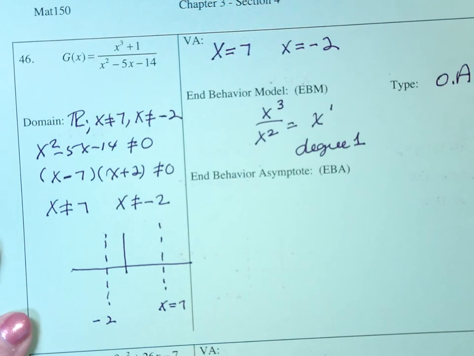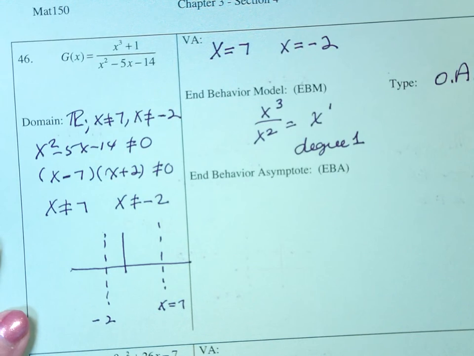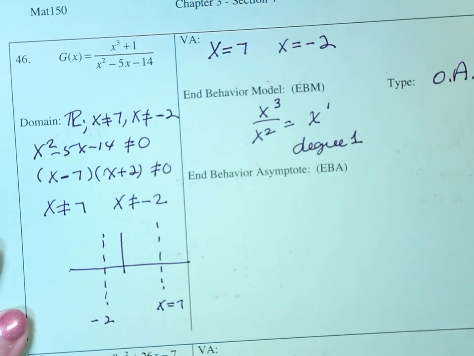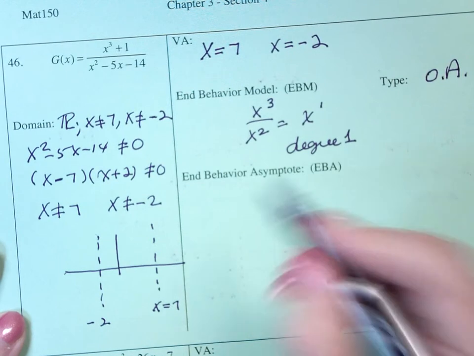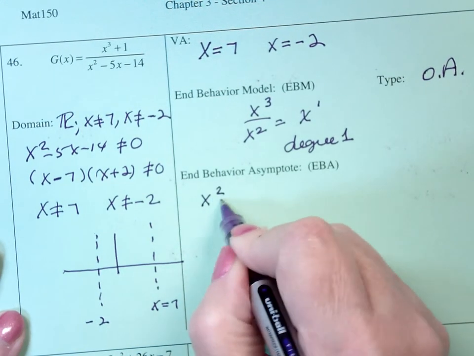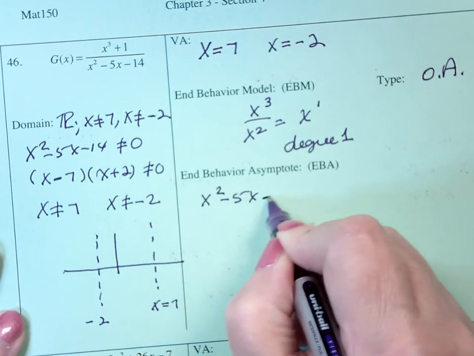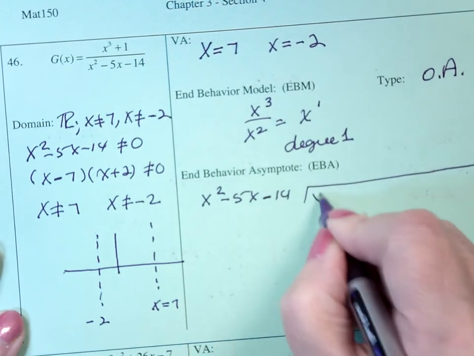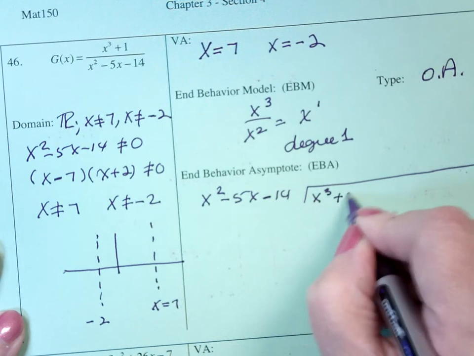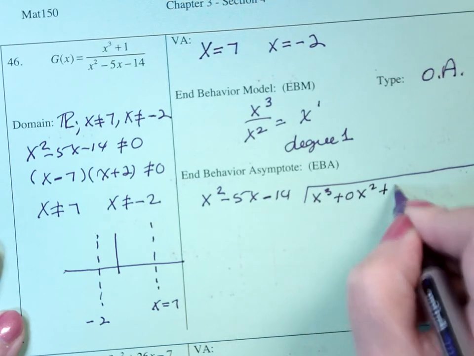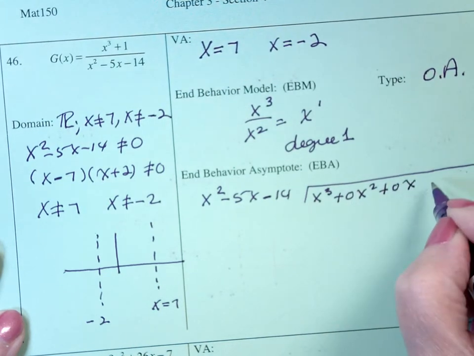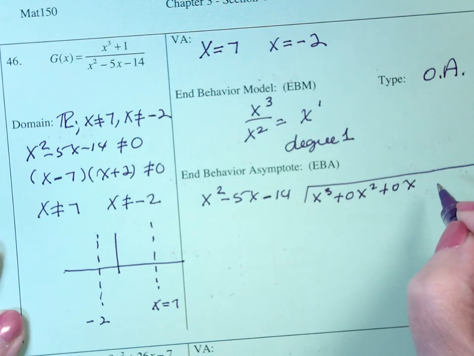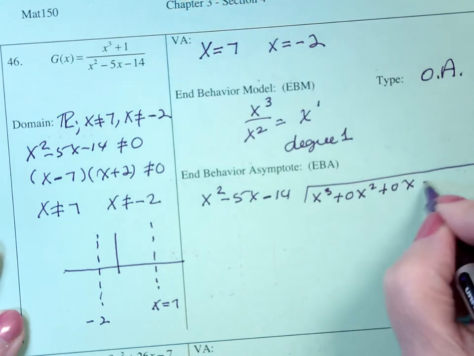Now the question is, how do I find it? If you had something nice, you could use synthetic division, but we don't have something nice. You're going to divide x squared minus 5x minus 14 into x cubed minus 1. X cubed plus 0x squared plus 0x, I've lost it already, plus 1.